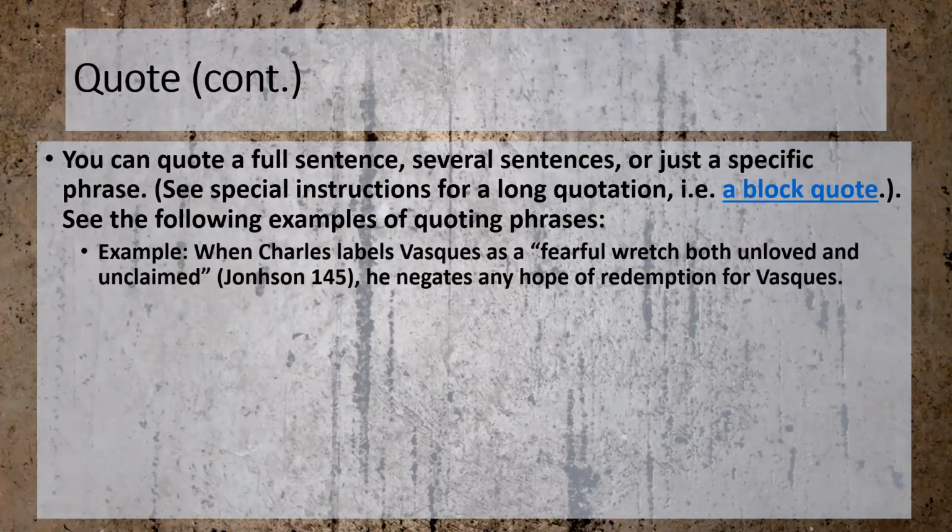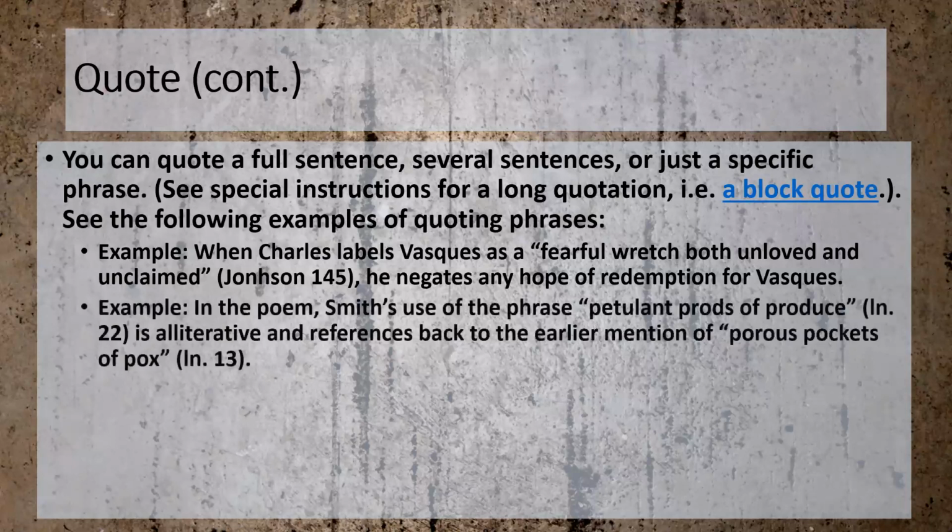When Charles labels Vasquez as a, quote, fearful wretch, both unloved and unclaimed, he negates any hope of redemption for Vasquez. So notice we're just quoting a little snippet here, a little phrase, a little description. The language is important, and that's why we're quoting it. But we don't need to quote the entire sentence, right? We can be efficient and very selective about what we choose to quote. If all that matters is the phrase, not the whole sentence, then just quote that little bit and integrate it into your sentence. Here's another example.